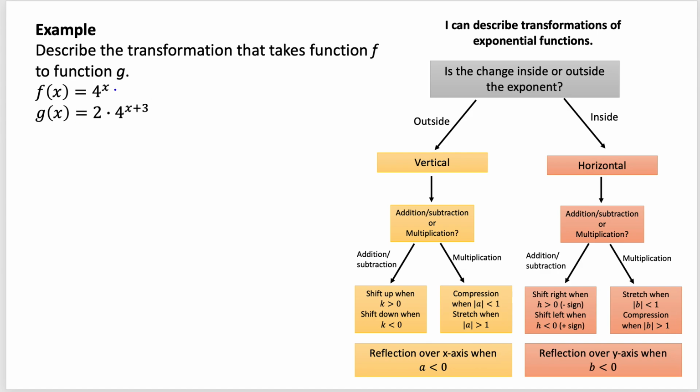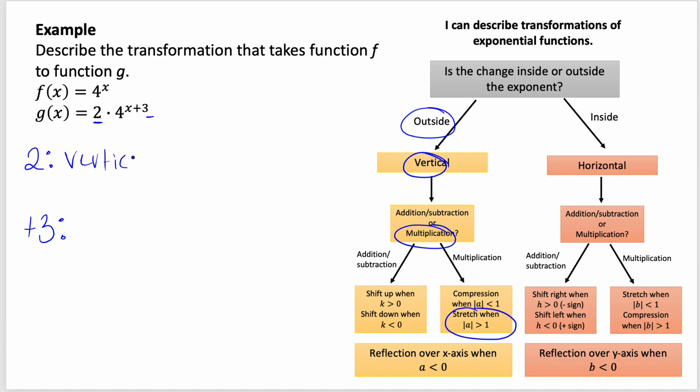So now we have 4 to the x, that's our parent function, and then we have 2 times 4 to the x plus 3. Notice I actually have 2 things that got changed in this problem. I have this 2, and I also have this plus 3. So let's think about how these are going to affect our graph. Well, the 2 is on the outside, so that is going to be a vertical change. It's multiplying the function, and that is a number that is bigger than 1. So that 2 is going to be a vertical stretch.